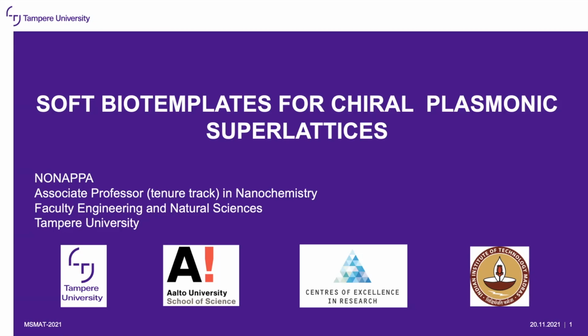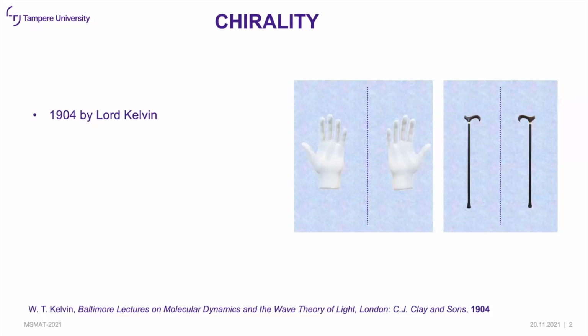Considering the interdisciplinary nature of this lecture and also the diverse background of the audience, I will briefly give some overview on chirality, plasmonics, and superlattices before moving into specific examples. In 1904, Lord Kelvin proposed that any object, figure, or geometrical shape is chiral provided it has a non-superimposable mirror image.